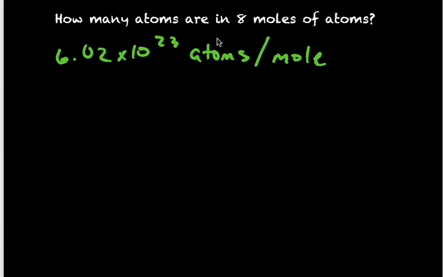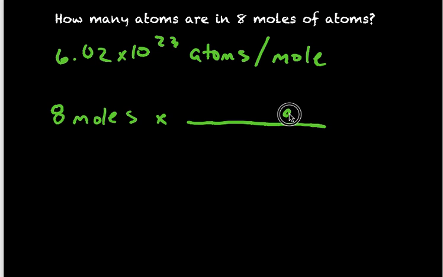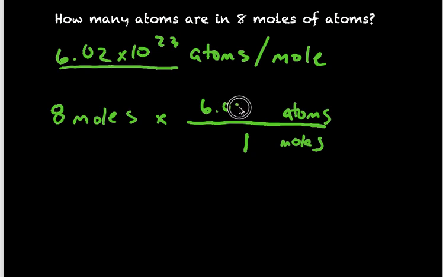So we start off with what we have. We have 8 moles. We need to multiply that by what we want on top over what we want to cancel on bottom. Since we want atoms, we put that on top. And we want to cancel moles, so we put moles on bottom. Now you can see that we have 6.02 times 10 to the 23rd atoms for every 1 mole.